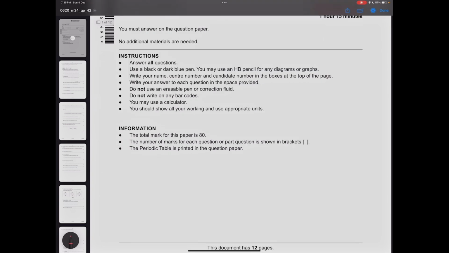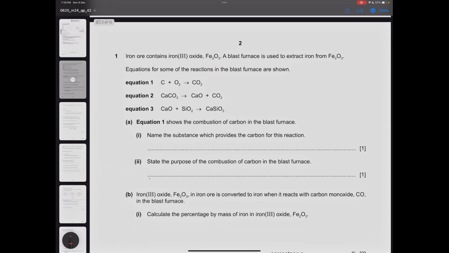Now let's start with the first question. Iron ore contains iron 3 oxide. A blast furnace is given. So this is a question from extraction of metals. They have given you three reactions.